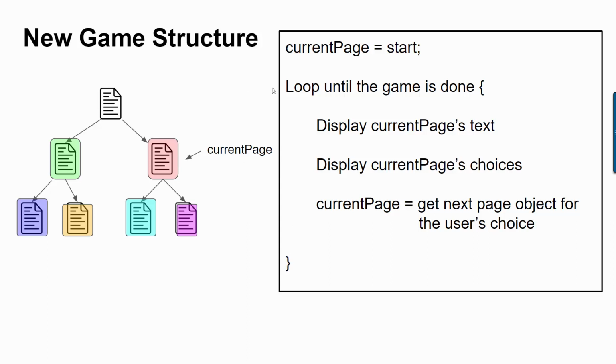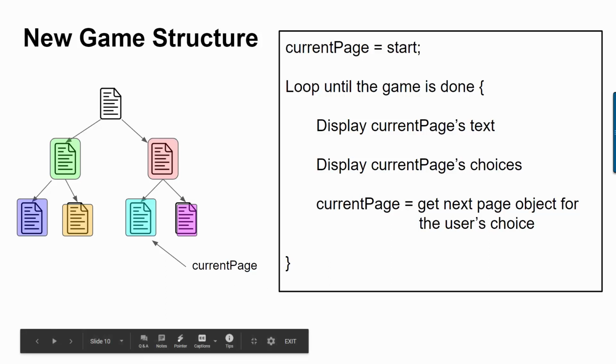And then when we go back to the top of the loop, we can do all the same steps, only we're at a different page in the story. So this page object will display a completely different text for its part of the story, and so on. So that's how we can navigate through this tree.